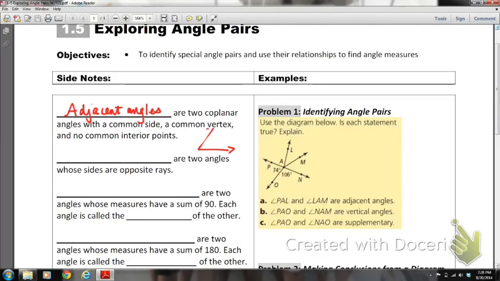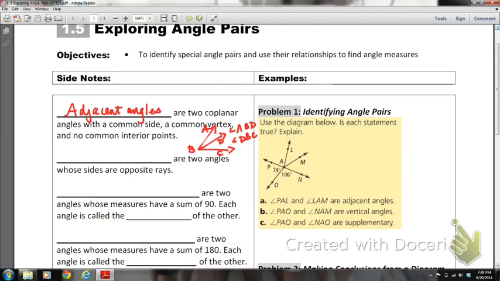Let's draw an example. Let's draw angle ABD and angle DBC. So these two angles, ABD and DBC, have a common side, which is ray BD. They have a common vertex, which is B, and they share no common interior points between the two of them.